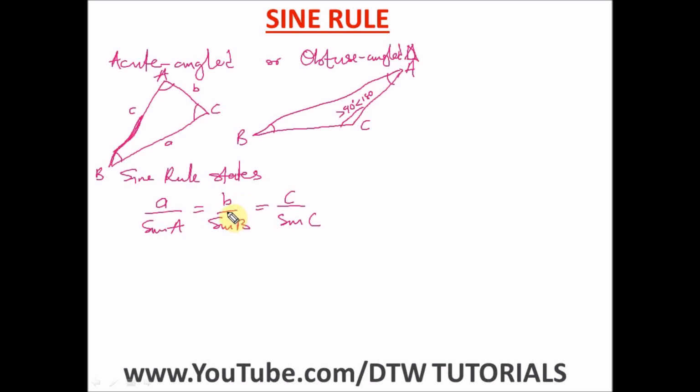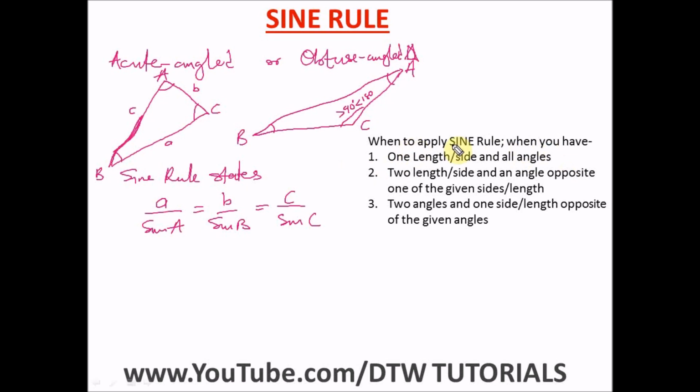Now, that's when it comes to where we apply the sine rule. So here, when to apply your sine rule. These are the three conditions when you can apply your sine rule. Now, when you have one length, that is a side, called the length or a side, and all the angles, you can apply the sine rule.